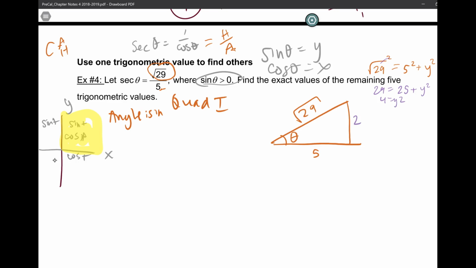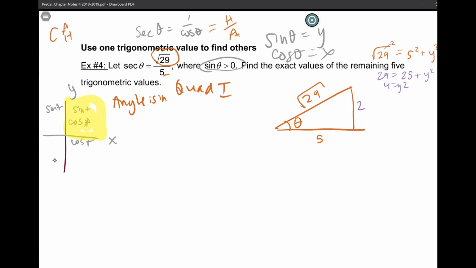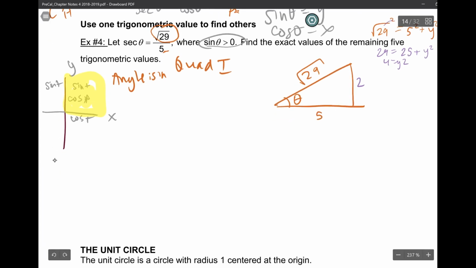Now what we want to do is find the remaining functions. I'm just going to list them out. So we have sine of theta is going to equal, let's see, opposite over hypotenuse, opposite 2 over hypotenuse, square root of 29. Don't like radicals being at the bottom, so let's go ahead and multiply by 1, just a clever form of 1. 2 times the square root of 29 over 29.